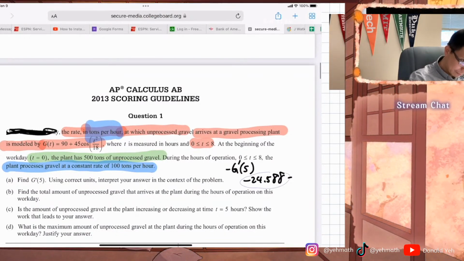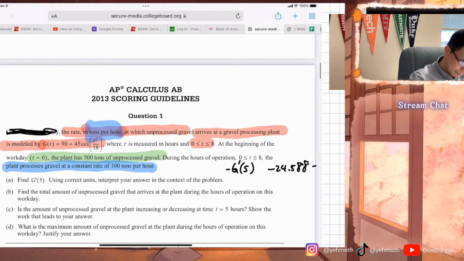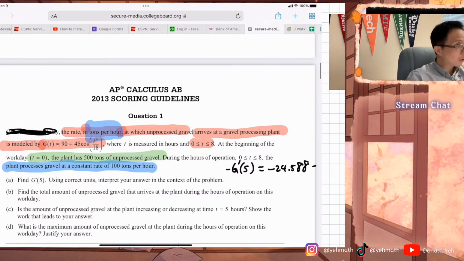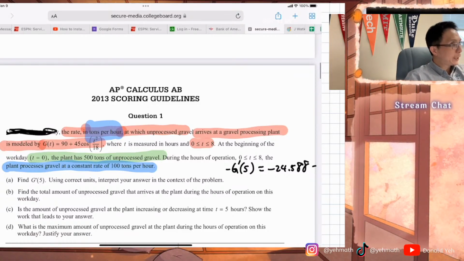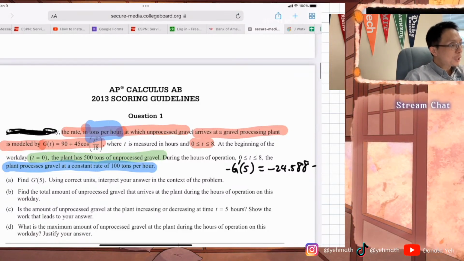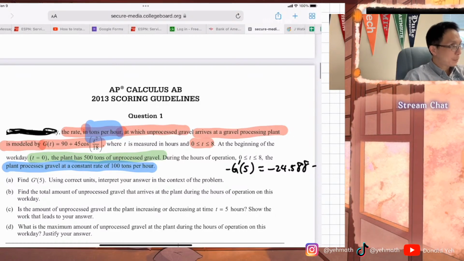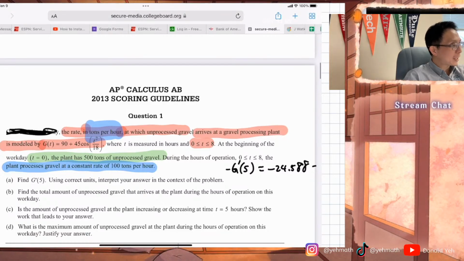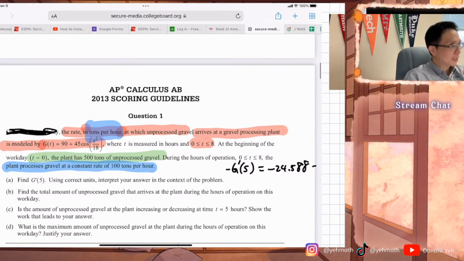Oh, it's awesome. Well, yeah, we're doing. Hold on. So what would be the unit here? Remember, g of t is already tons per hour. What's g prime of t? Hold on. Think about velocity. It's meters per second. What's the acceleration?